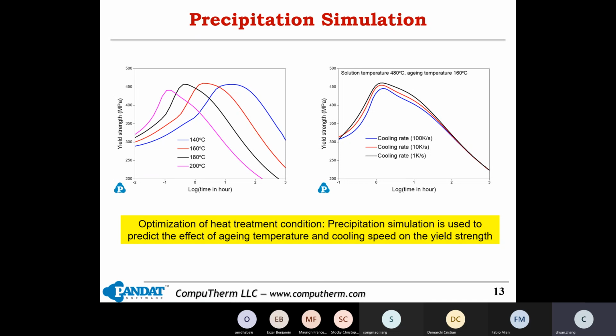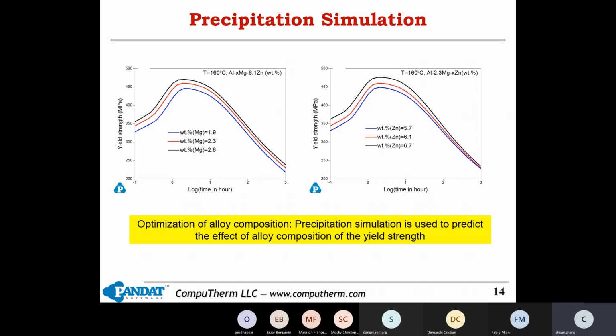This virtual experiment, we try to change the heat treatment condition, such as aging temperature or the cooling rate. You can see the trend of the different heat treatment conditions. Using this kind of virtual experiment, you will help us to choose the proper aging temperature and cooling speed to obtain the optimized property of this alloy.